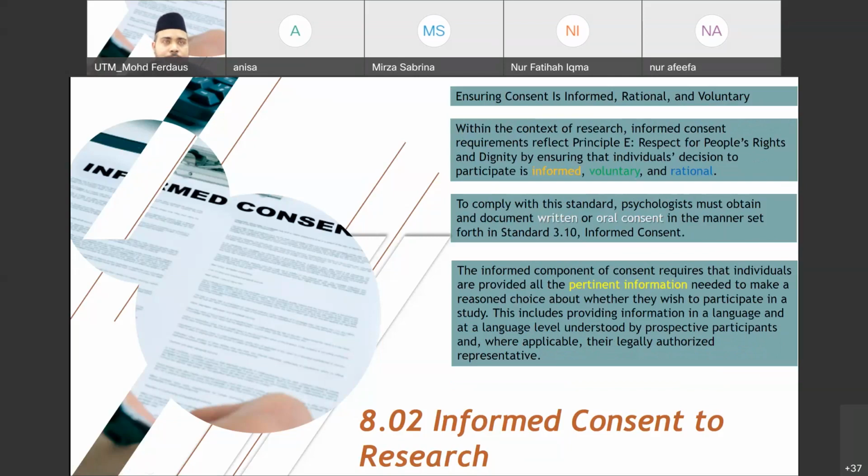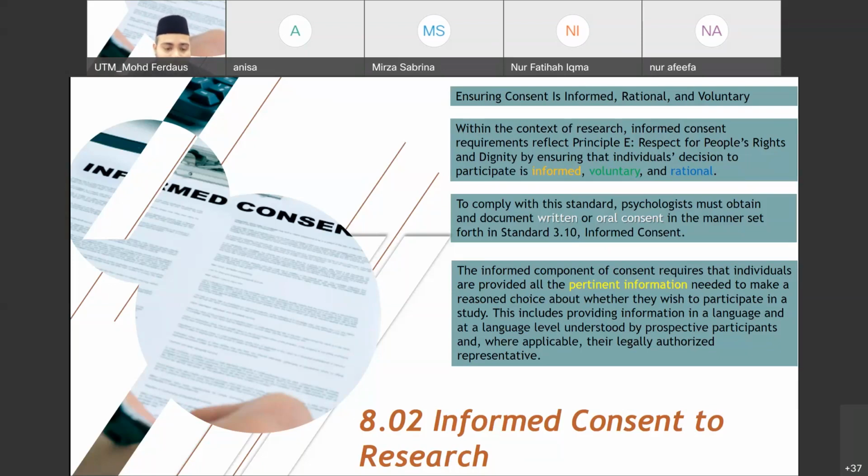Like I mentioned before, there are many aspects in informed consent that we need to address, that we need to understand. First is ensuring consent is informed, rational, and voluntary. When we ask for consent, our consent must be informed. Informed means that they understand what they need to do, what is expected from them, what they are required to do when they agree to join our research, join our study. And then it must be rational. We cannot lie to them. Deception is not acceptable except for exceptional circumstances.